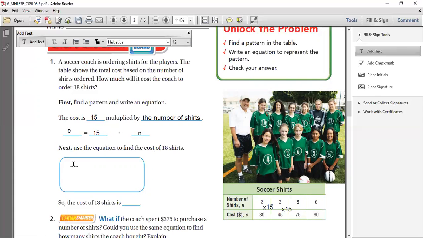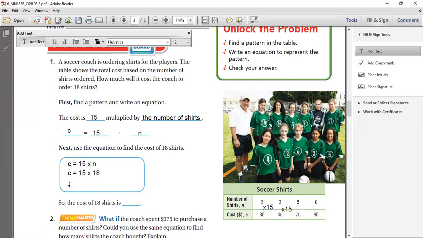Now use the equation to find the cost of 18 shirts. So what's our equation? C is equal to 15 multiplied by n. This is our equation. So how are we going to find this? C equals, how many shirts are they asking us to find? 18. So we are going to multiply 15 with 18. Now do it in the proper way, 15 multiplied by 18 by using the steps.